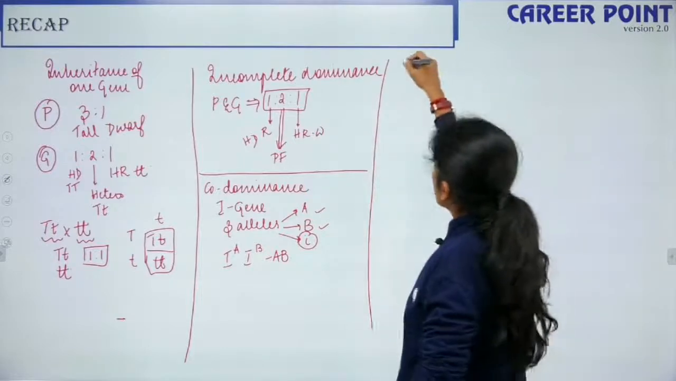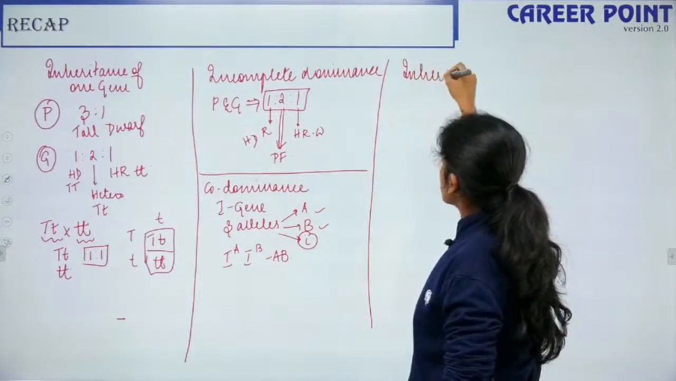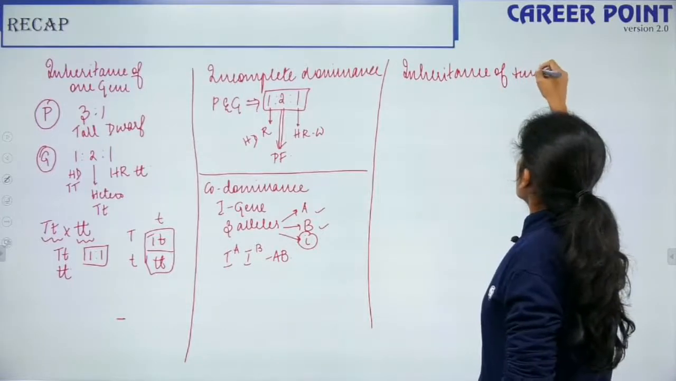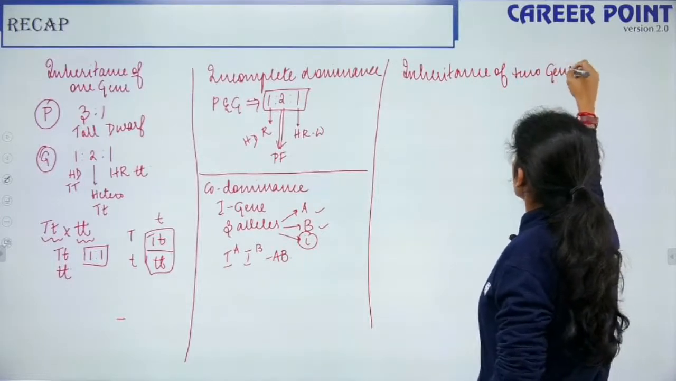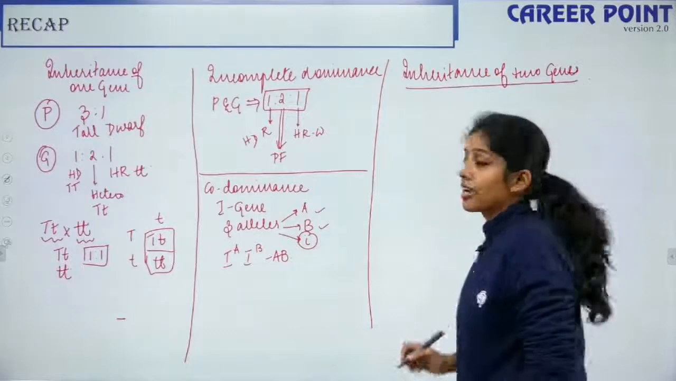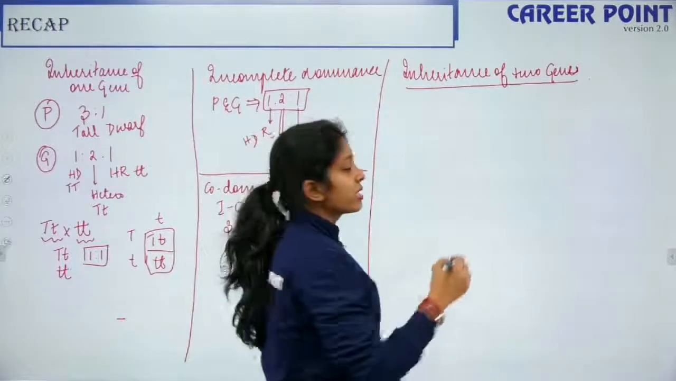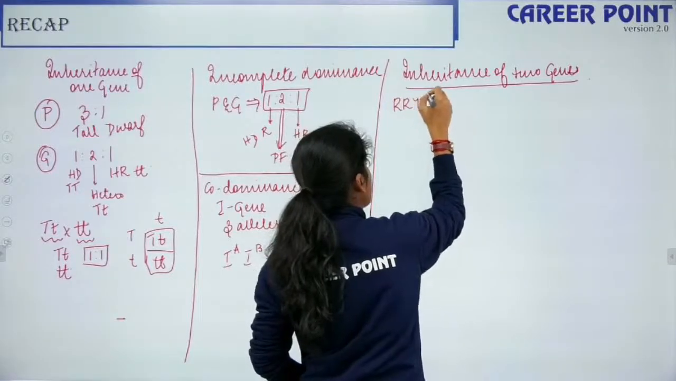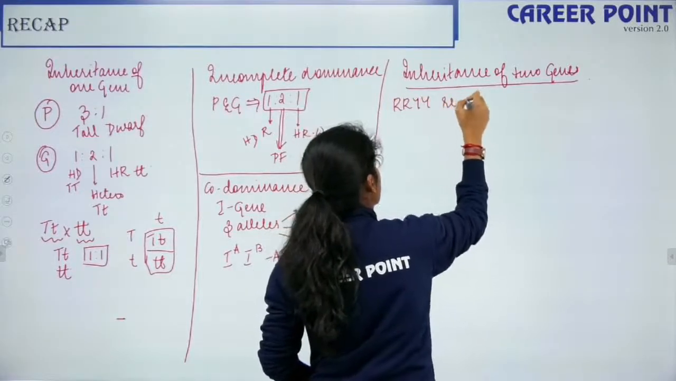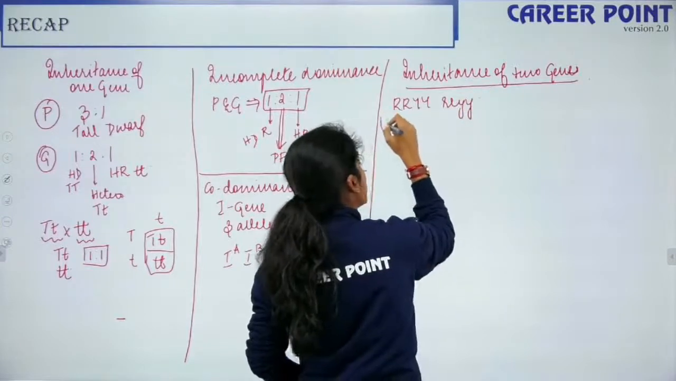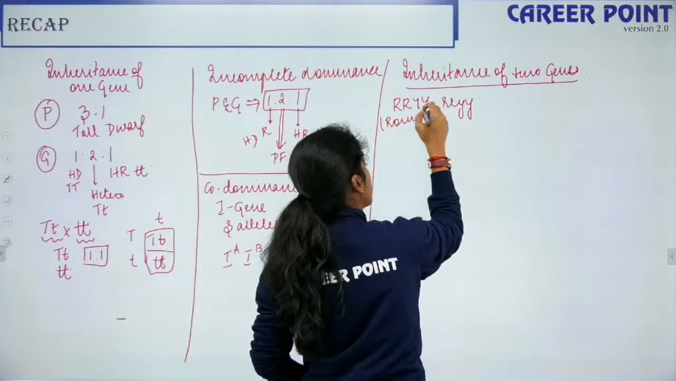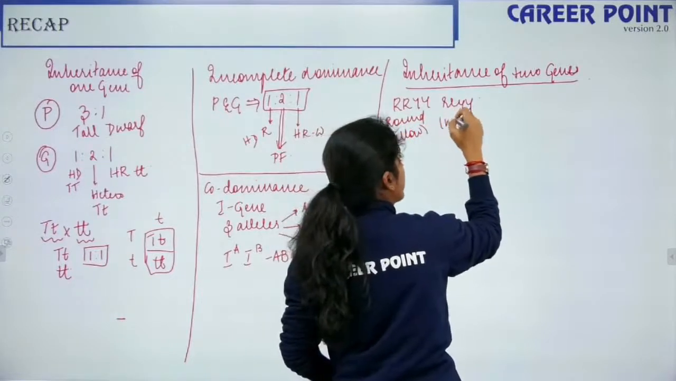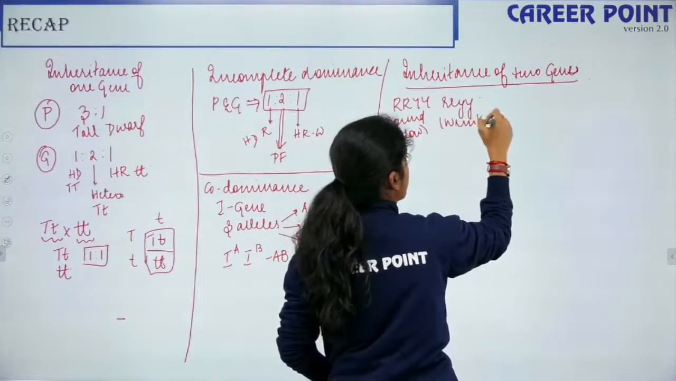So we went on to talk about inheritance of 2 genes. Here we are taking 2 characters, so that is why 2 genes. Here we mostly take round with yellow. So round seed which is yellow in color, and wrinkled seed which is green in color. The dominant one is your round seed which is yellow in color, and the other one is wrinkled seed which is green in color.